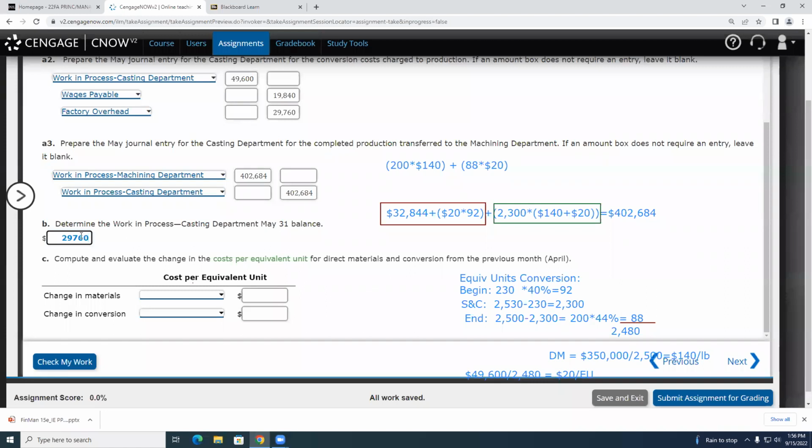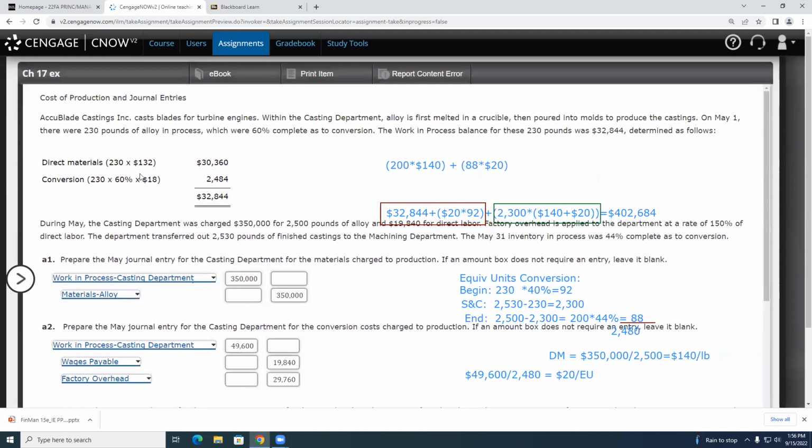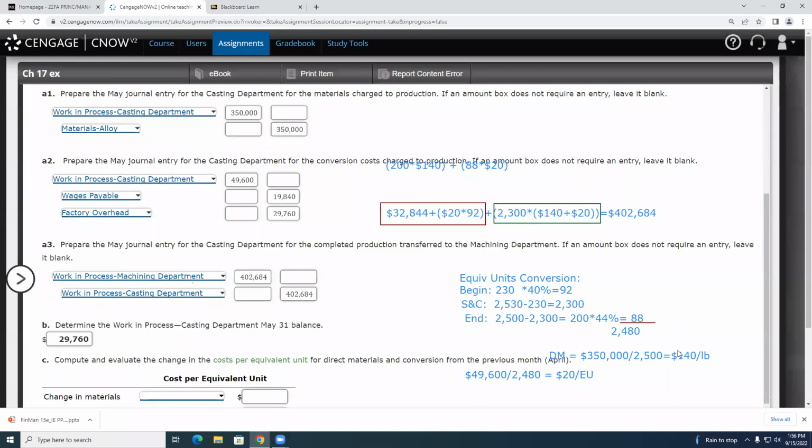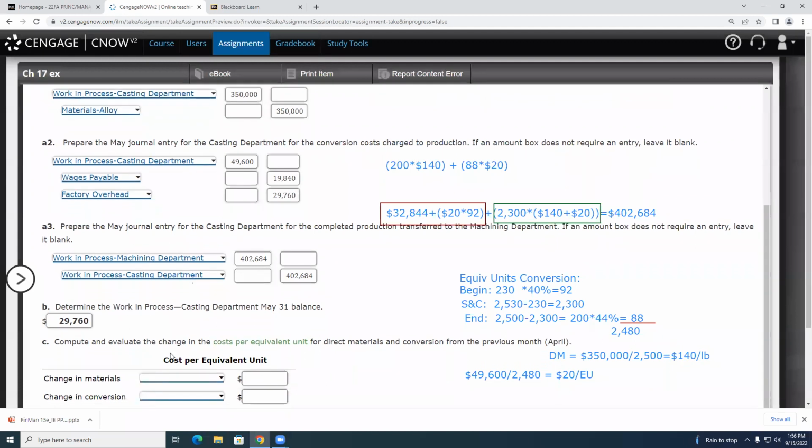And the last question then, we need to compare our costs from April to May. So for April, it shows us here. How do we know this is April? Well, this was the beginning inventory for May. So this is product that was begun in April and not finished. So we added all the direct materials at a cost of $132 each. Our cost right down here in the lower right-hand corner, for May, the cost is $140.